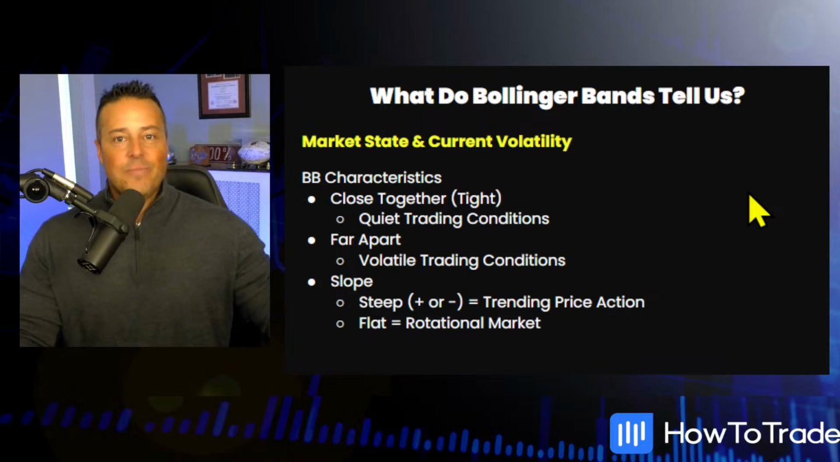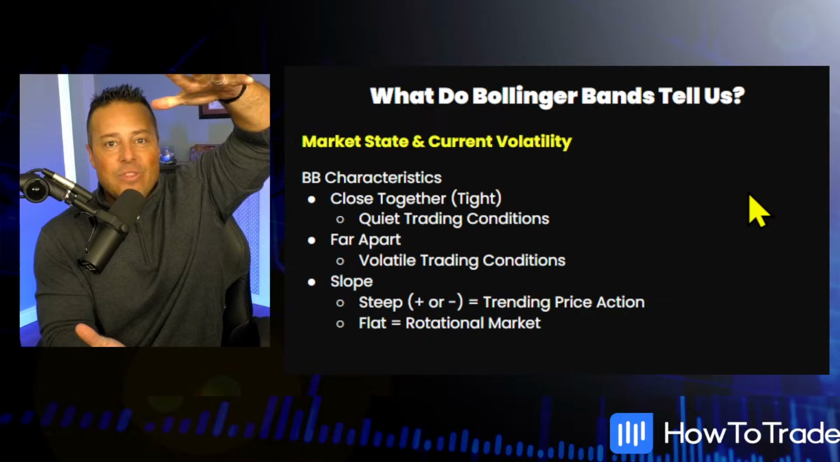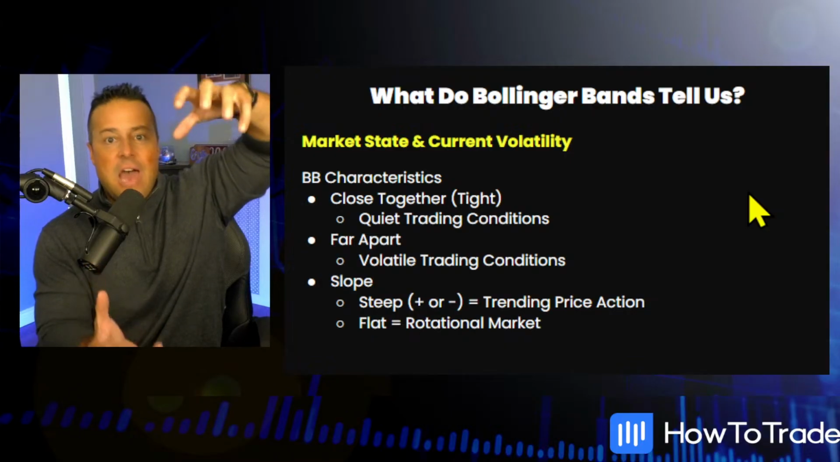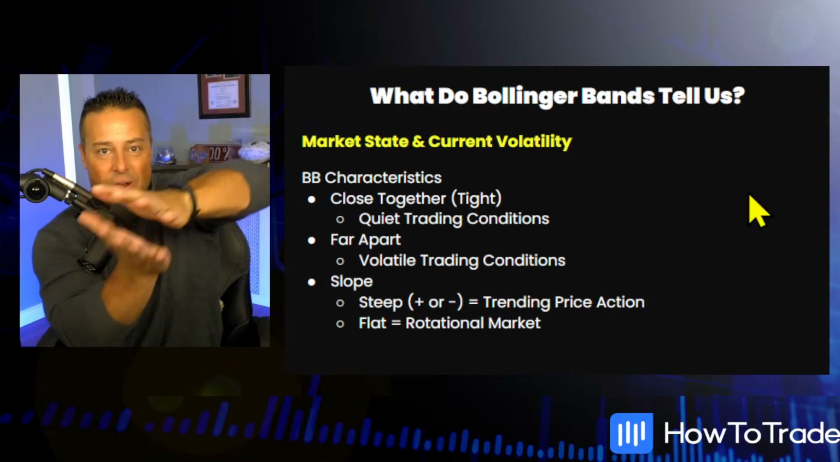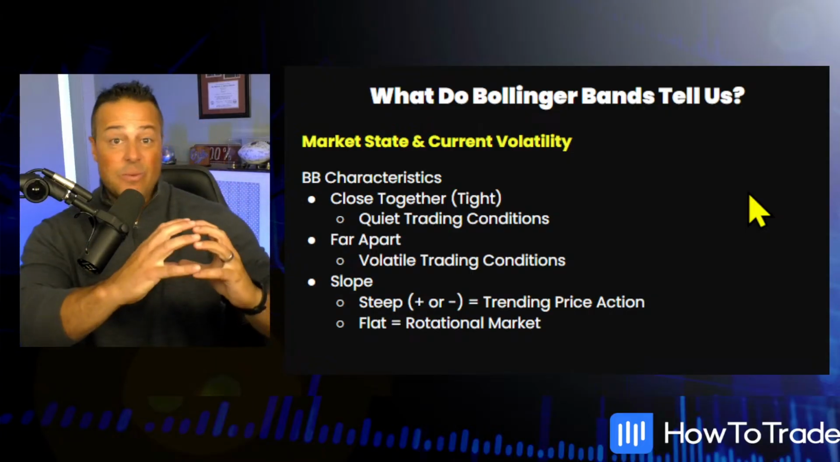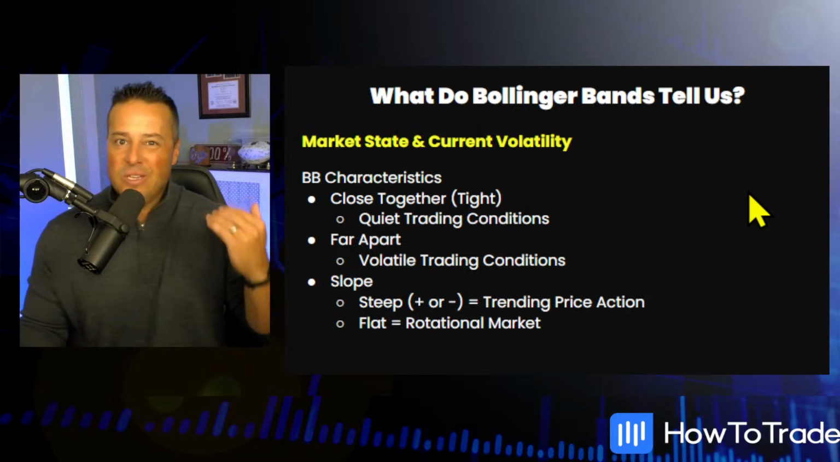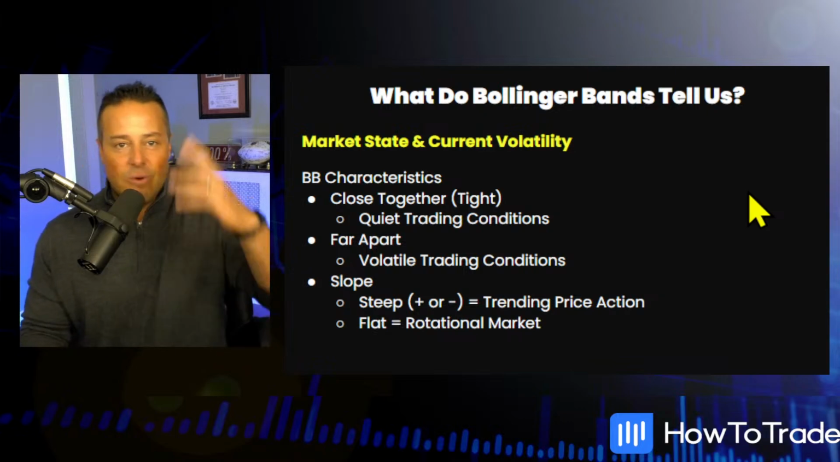All they tell us is how much volatility and elasticity is in the market. When the bands are wide apart, you've got a lot of action in there. You've got a lot of volatility. When the bands are close together, that means the market is tight, it is in rotation, it is sideways price action. Usually the ranges on our price bars are small, and there isn't much run directionally in the market.